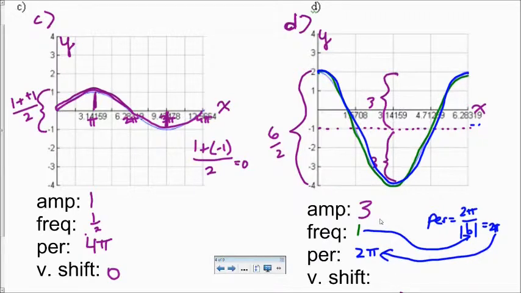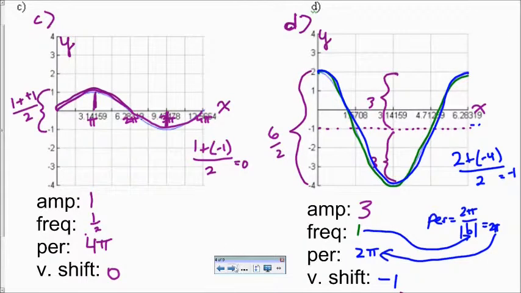Finally, the vertical shift. What does it look like to you? How many units above or below the x-axis is the nodal line? Hopefully you'll see that it's down 1 unit. And again, you could use your average formula. So if I average 2 plus a negative 4, the highest and the lowest y values, add them up, divide by 2, we get a negative 1. And that's the vertical shift.